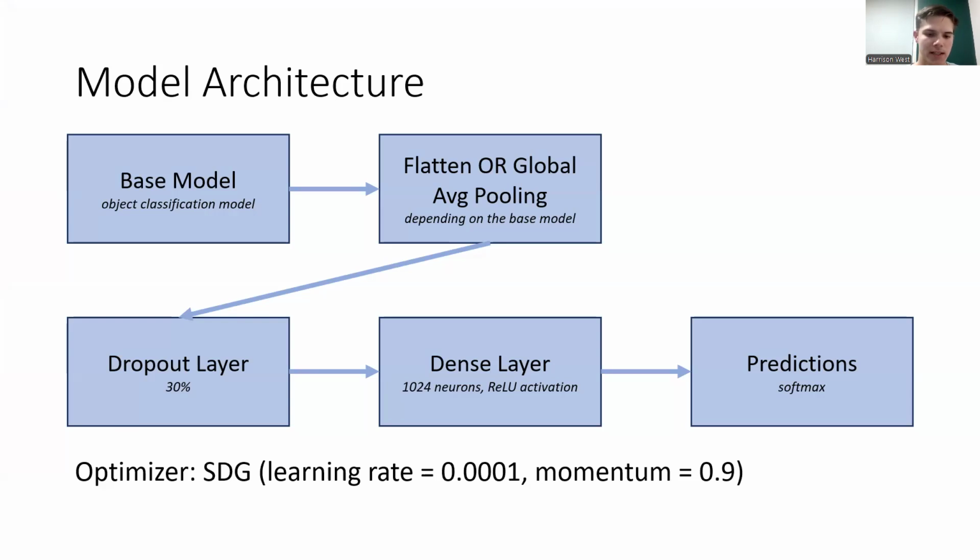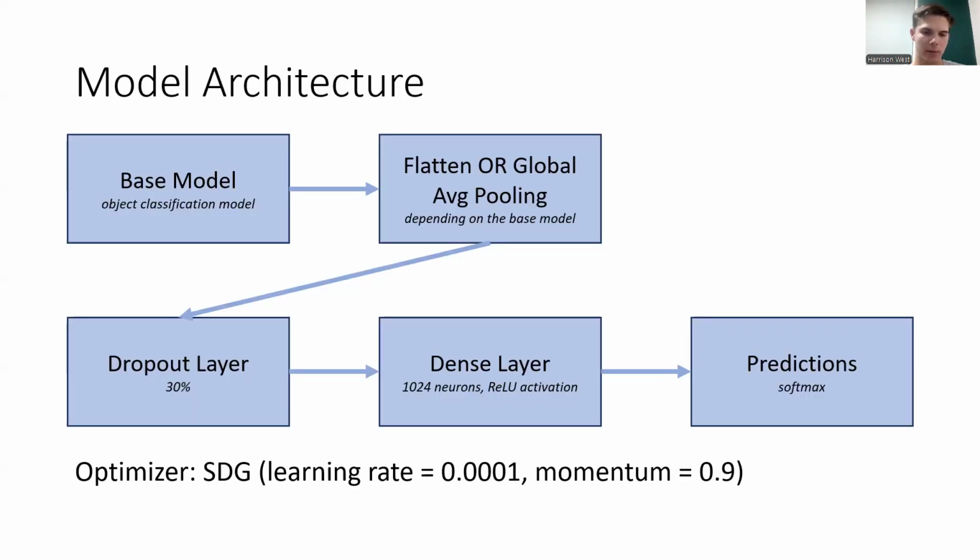Our optimizer was SGD with a learning rate of 0.0001 and momentum 0.9. We kept all those the same for the three different base models that we'll look at in a second, because we want them all to be on a level playing field.